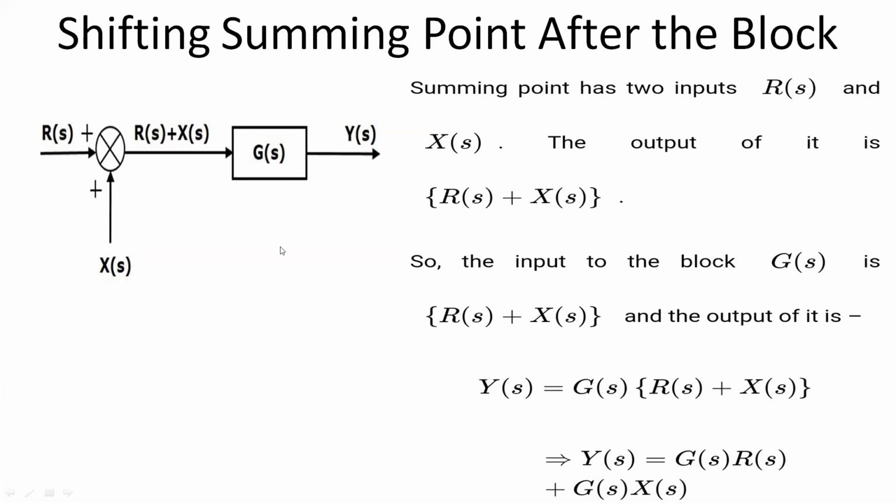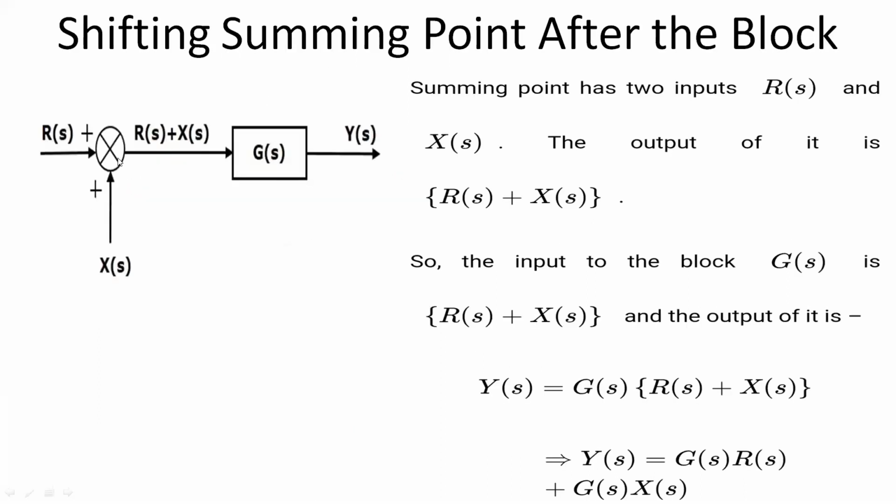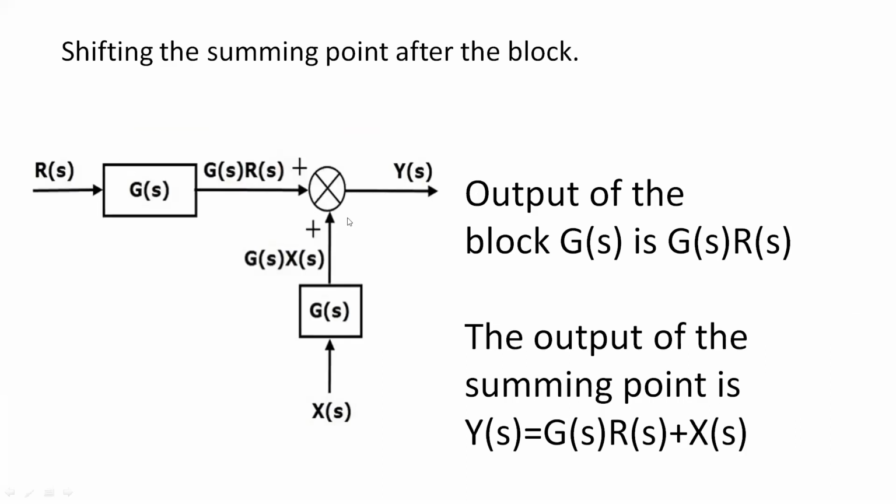So the result Y(S) is nothing but G(S) multiplied by R(S) plus X(S). Now let's see what happens if we shift the summing point after the block. You will notice the summing point, which was before, is now after this block. So the output here is G(S) into R(S), and here we are getting G(S) into X(S). So the effect is Y(S) equal to G(S) into R(S) plus X(S). So that's the summing point.